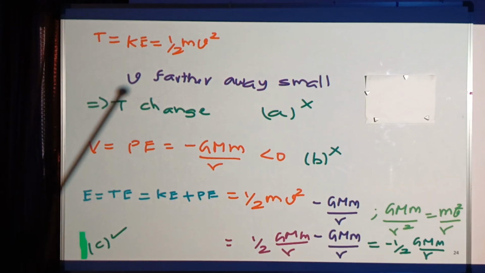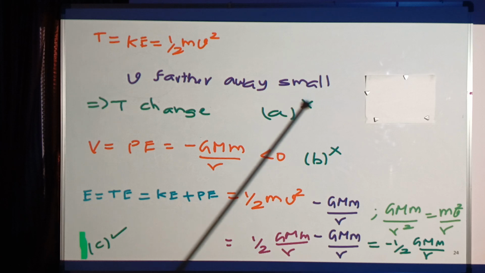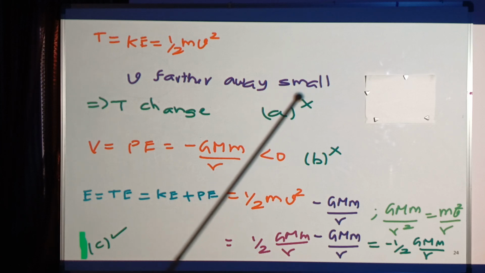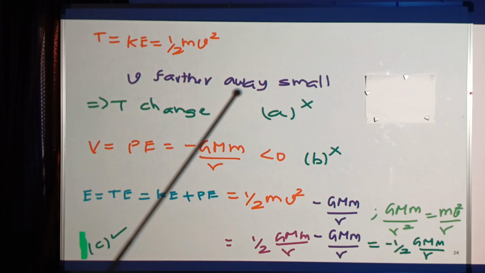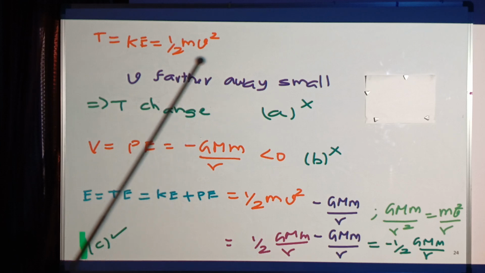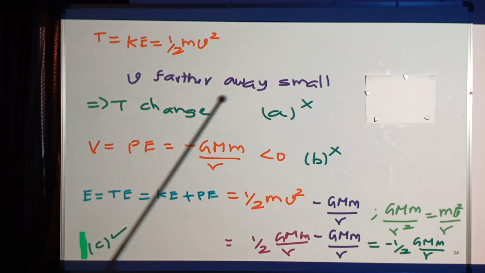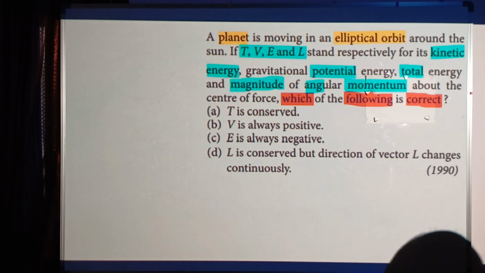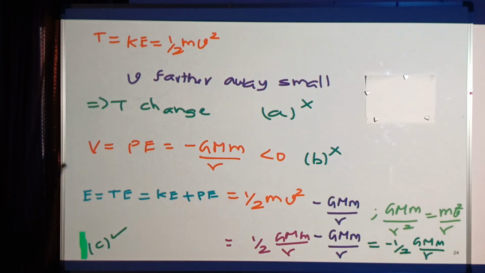So this is what I explained here. Kinetic energy is half mv square, represented as T in this question. So farther away, velocity is small because of Kepler's second law: equal area should be swept in equal time. So farther away should be small. So kinetic energy will change. It's not constant. But in the special case where the path is circular, then v is the same because the distance is always the same. So in that case the kinetic energy will be the same. But here it's not a circular path, it's an elliptical path. So kinetic energy is not conserved.